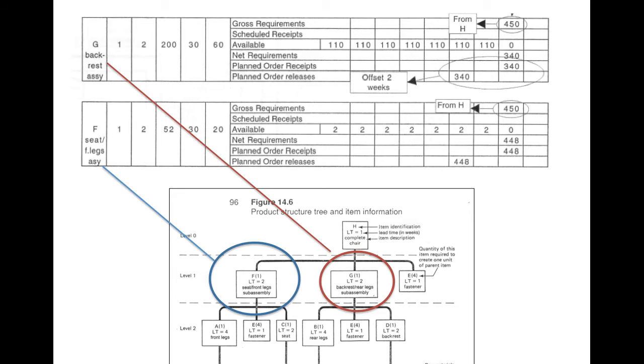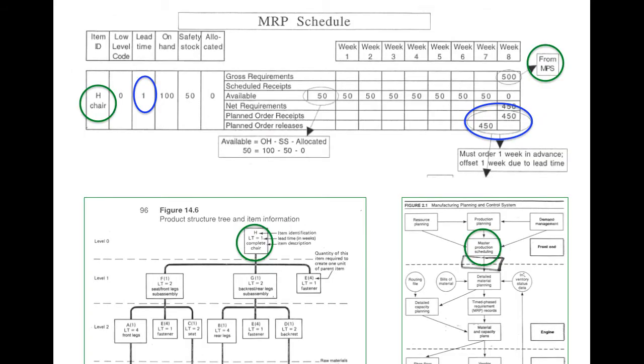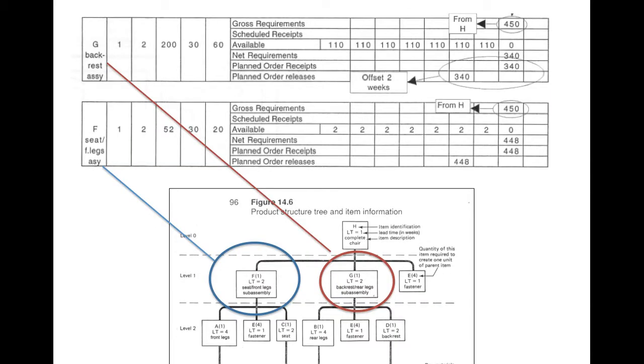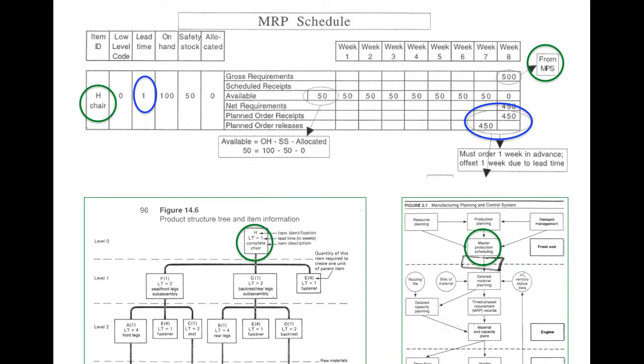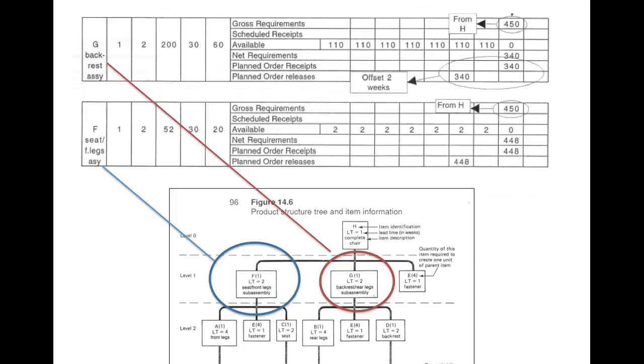All right, so let's drop down a level. At the bottom left here is the chair. So let's take a look at the F and the G, the two sub-assemblies. And I have them reversed here, G and F. Both of those have a demand for 450, because remember we needed 450 new chairs. So we need enough sub-assemblies to assemble 450 new chairs. That means we need 450 Gs and 450 Fs.